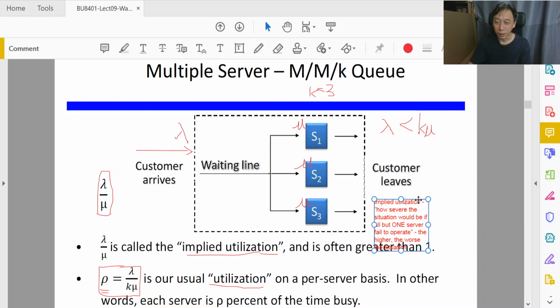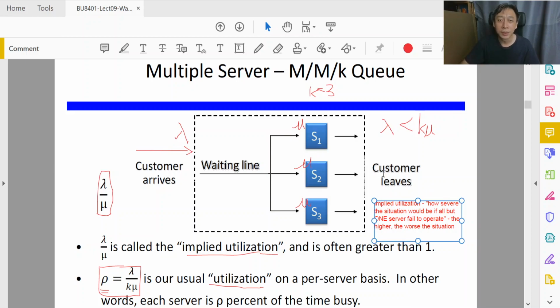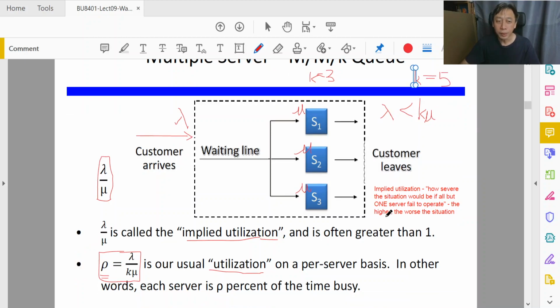Okay, so the implied utilization for two queue systems comes in handy if you have to compare, right? So two queue systems, both have incoming arrival rates lambda. One has got 3 servers and another has got 5 servers, right? So let's compare these two.